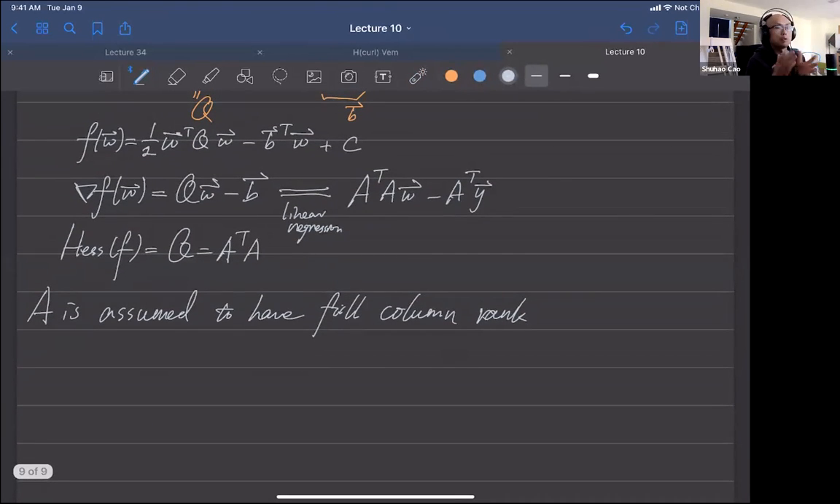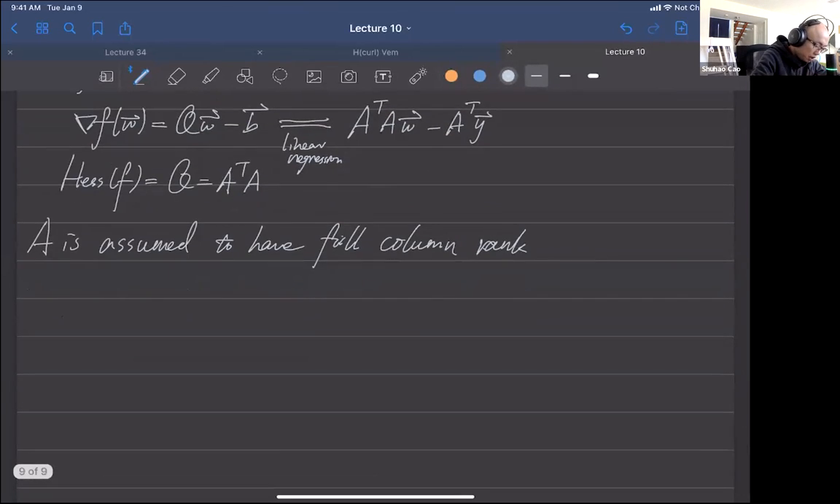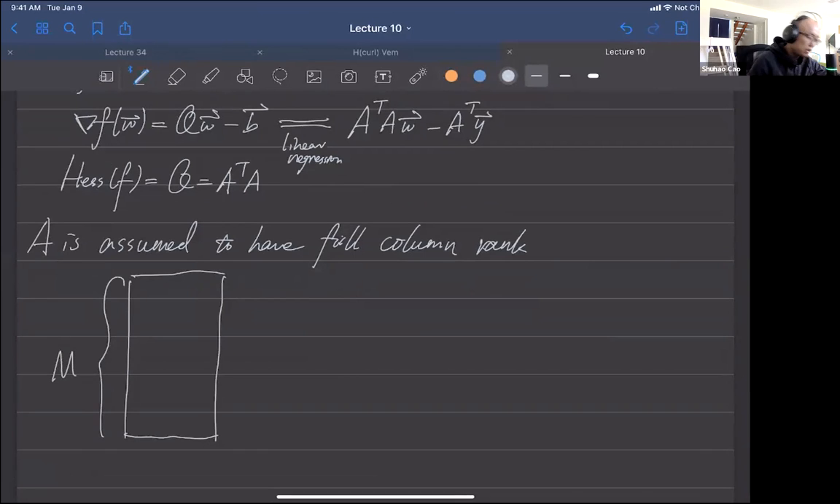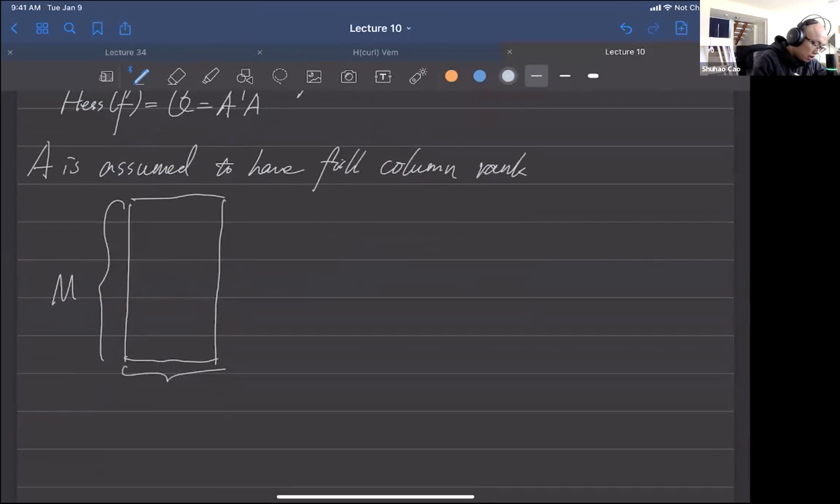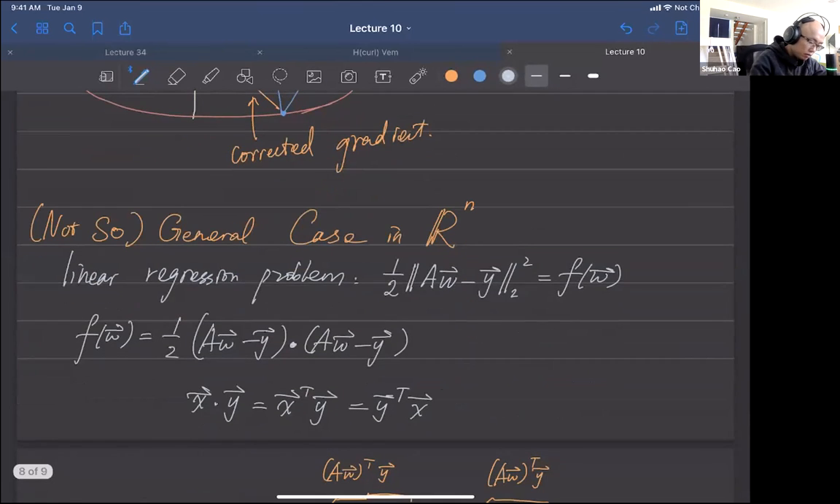So let me talk a little bit about linear modeling statistics. A is essentially our data matrix. So A looks like this. A is a long and thin matrix. This dimension is capital M, and this is little n, which is this dimension right here. Okay.